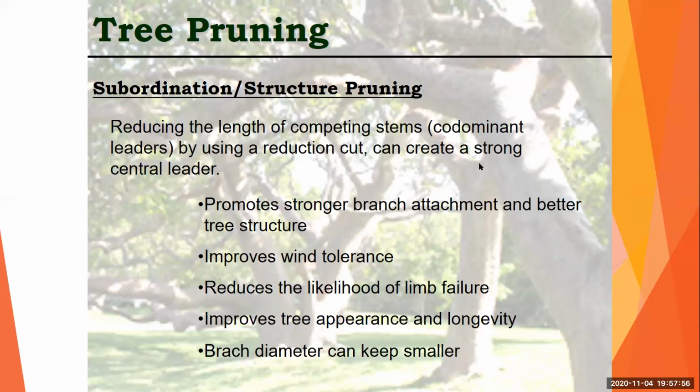So basically, these are the most important objectives. Structural pruning, you're going to see this terminology many times in the exam. So structural pruning or subordination is another one. It is reducing the length of competing stems, columnar leader, by using reduction cuts to create a stronger central leader. We're going to see this in a minute. So you want to improve wind tolerance, you want to promote stronger branch attachment and better tree structure. You want to improve the tree appearance and longevity and reduce the likelihood of limb failure.